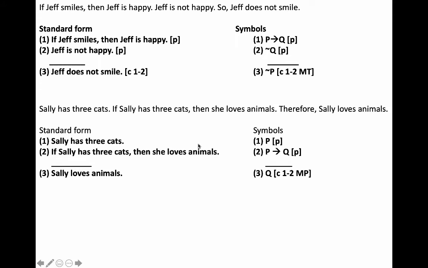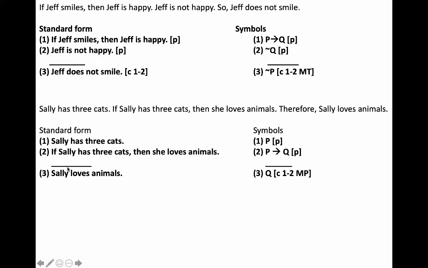She loves animals is a proposition. She loves animals can be true and it can be false. But then she loves animals is not a proposition. It's not yet something that can be true and can be false. Similarly, Sally has 3 cats is a proposition. It can be true that Sally has 3 cats. It can be false that she has 3 cats.